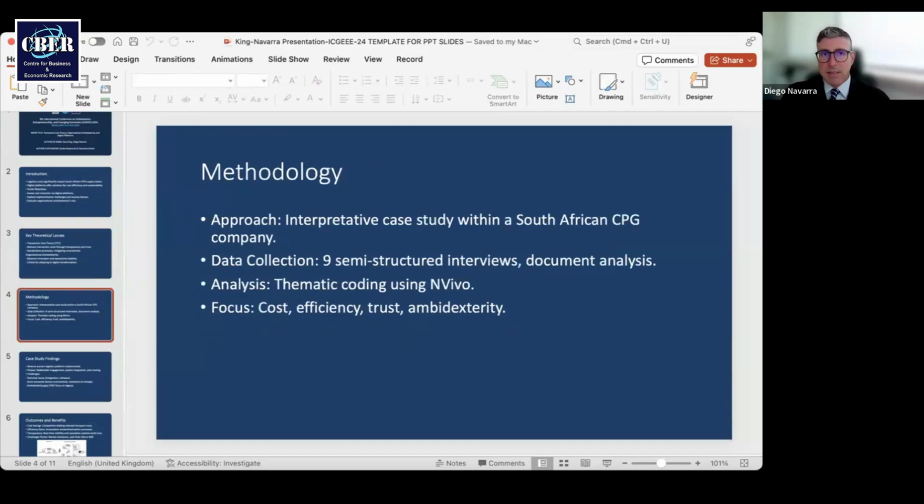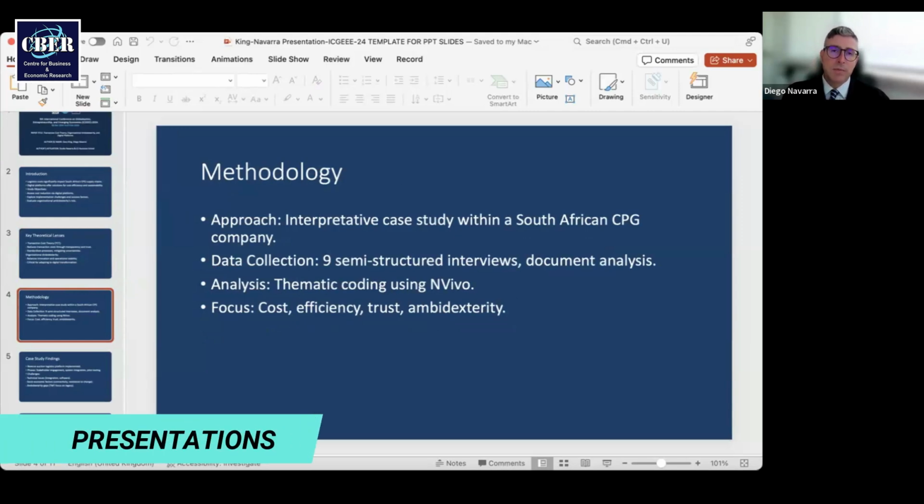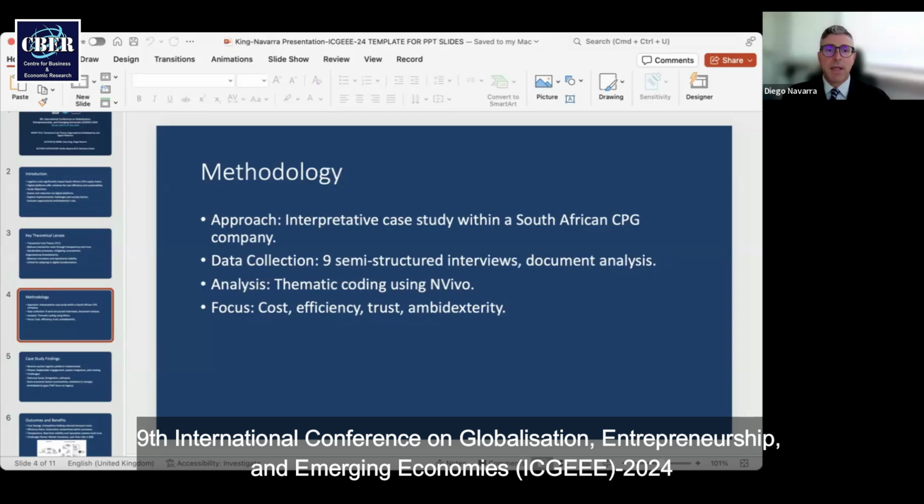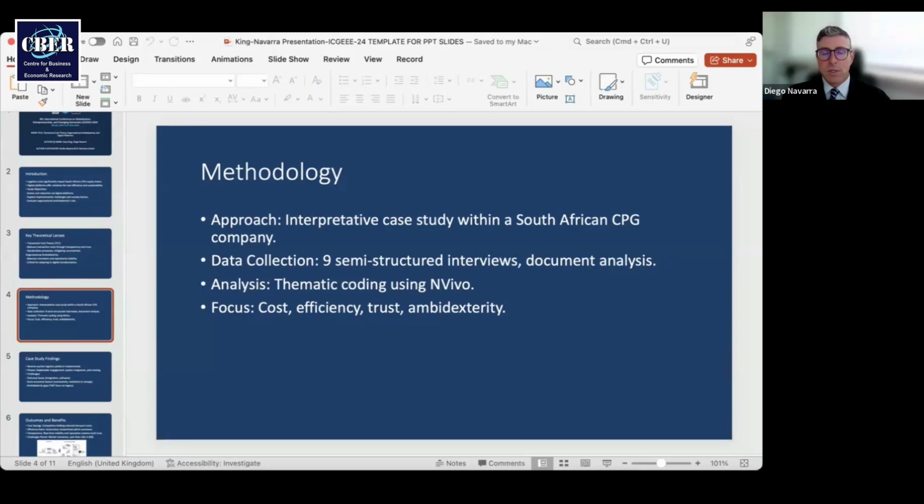This was an in-depth case study. There were 9 in-depth, semi-structured interviews. There was a lot of effort to do the thematic coding of these interviews because they were very detailed and lasted several hours. The focus was precisely to understand the dynamics that we have introduced. And this was part of Gary King's work.